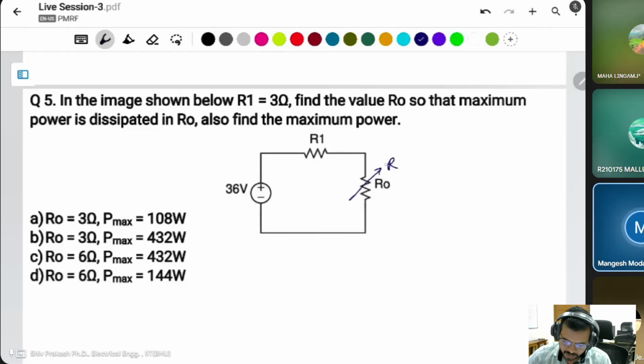Answer A, sir. This problem was solved on Saturday. Okay, okay.